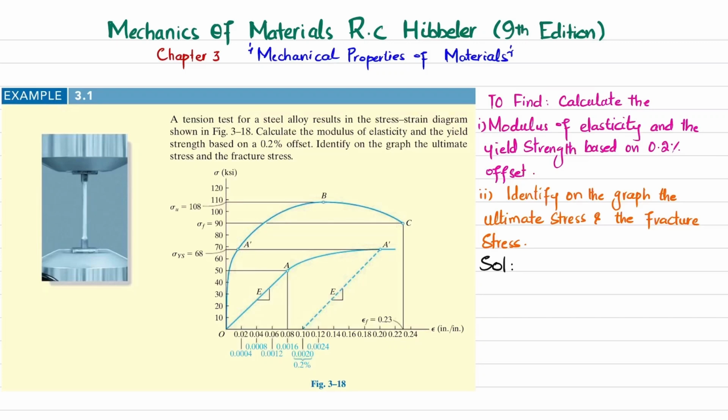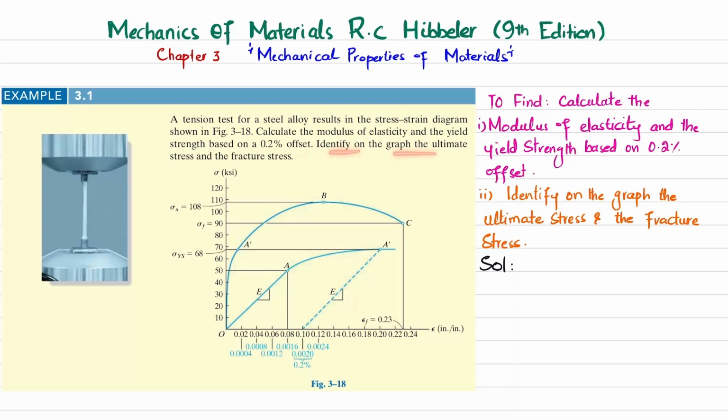Welcome back. In this video, we are going to solve example 3.1 that is taken from chapter number 3, Mechanical Properties of the Materials, and the book name is Mechanics of Materials by R.C. Hibbeler, 9th edition. The statement of the problem is: a tension test for a steel alloy results in the stress-strain diagram shown in figure 3-18. Calculate the modulus of elasticity and the yield strength based on 0.2% offset.